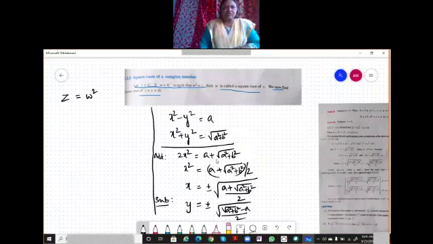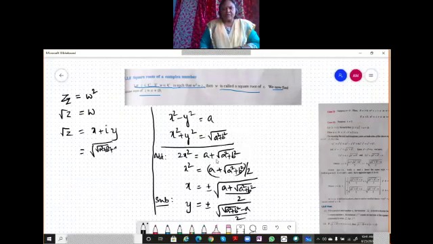So what will be root z? It's nothing but w. So root z is equal to w. What is this w? x plus iy. So what is this x plus iy? Square root of (root a square plus b square plus a) by 2, plus i into square root of (root a square plus b square minus a) by 2.